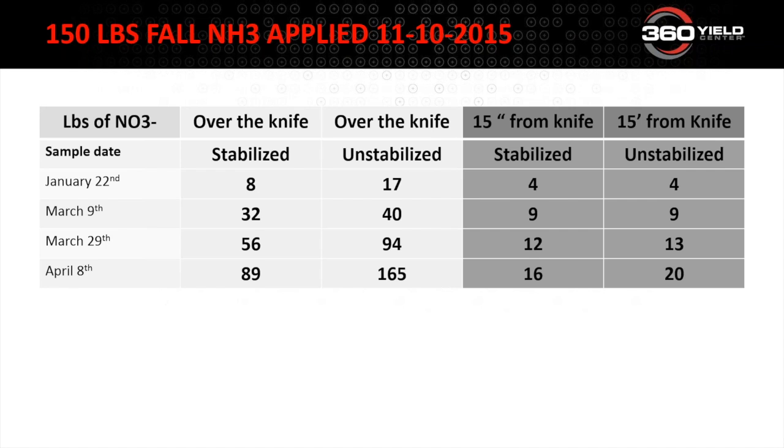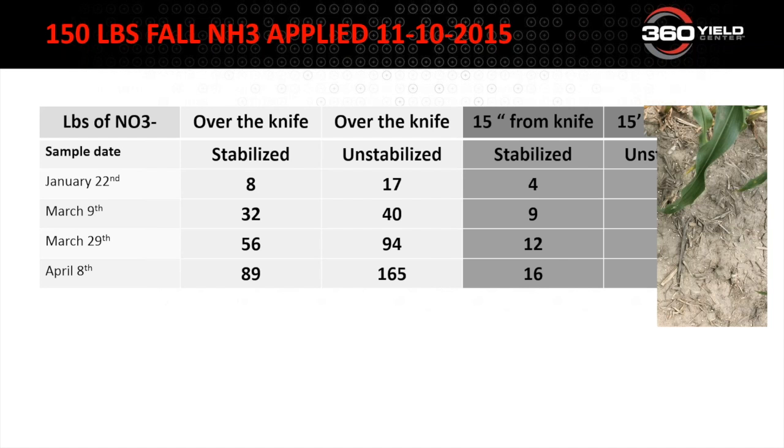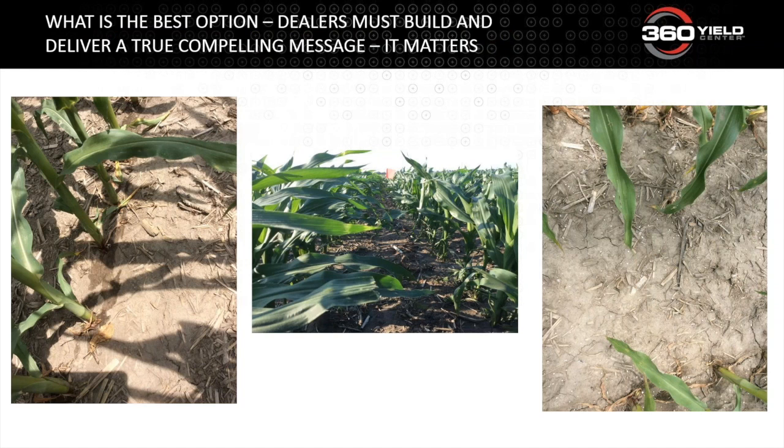Not a lot of change in January to March. March 9th came, March 29th came, April 8th came, all before this crop was planted. So this is kind of the story of why we are where we're at today in a lot of our fields. So really today, as you go out to your growers, growers have three options.